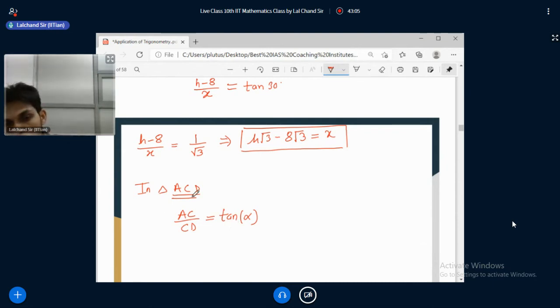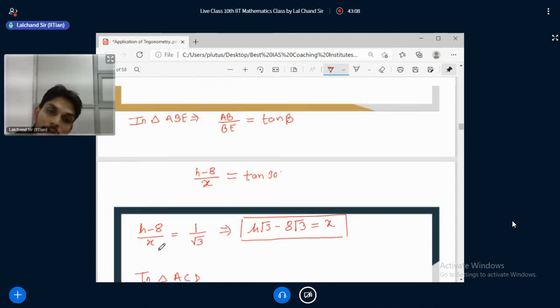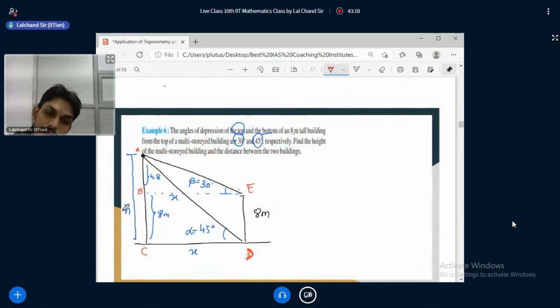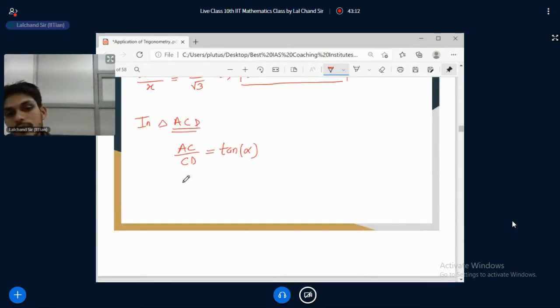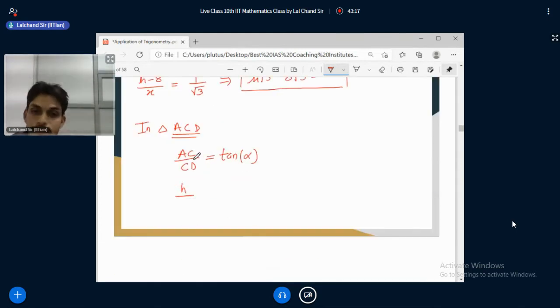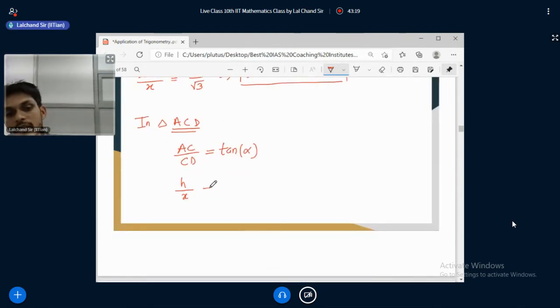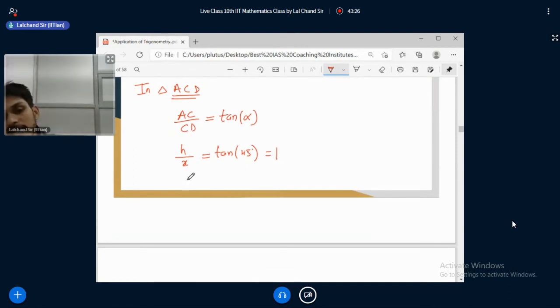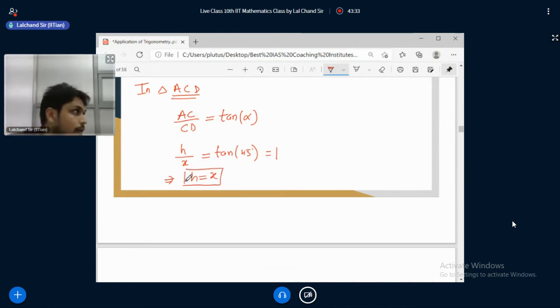Okay. So if we substitute all values, then what is the value of AC? AC value is h unit. And what is the value of CD? CD is x unit. And what is the value of tan alpha? Alpha is 45. So we can say tan 45 degrees is 1. So from this equation, we have h equal to x, isn't it? We have h equal to x. Okay.